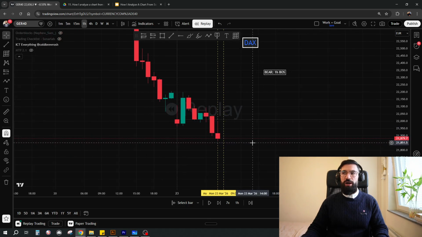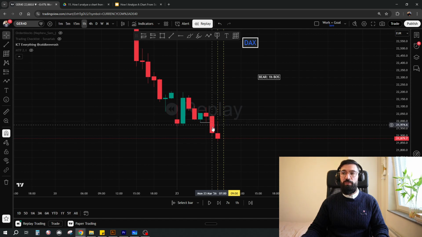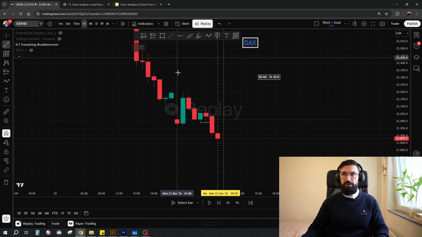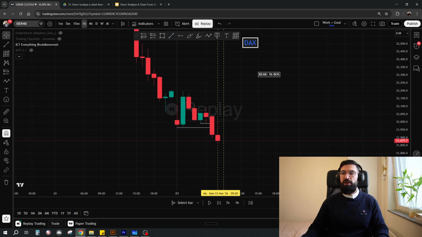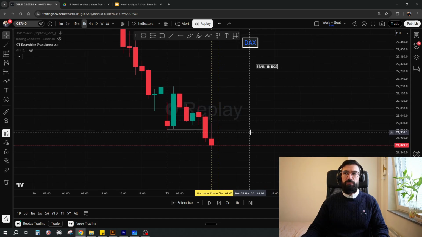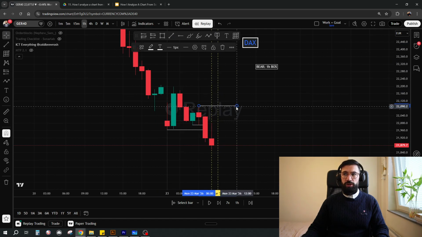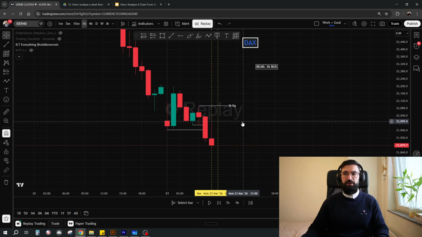So how am I identifying the 1 hour break of structure? There's a low right here, and it closed below the body of the candle. There's a low right here, and it closed below the body of the candle. This is a clean direction of where the market is going. There is also liquidity right here, and this is where I mark out the 1 hour liquidity, right?